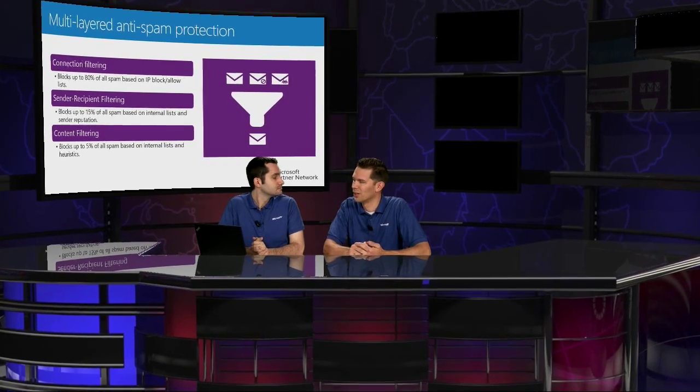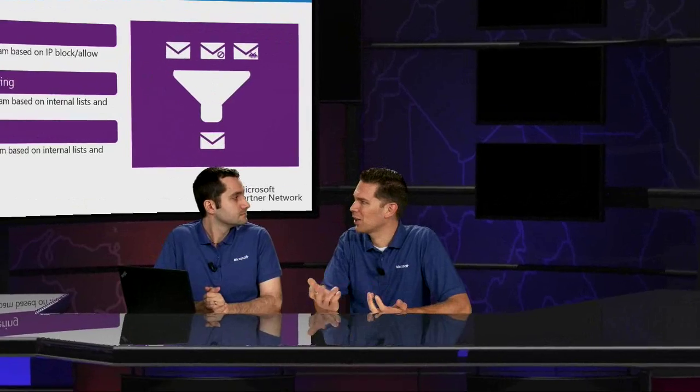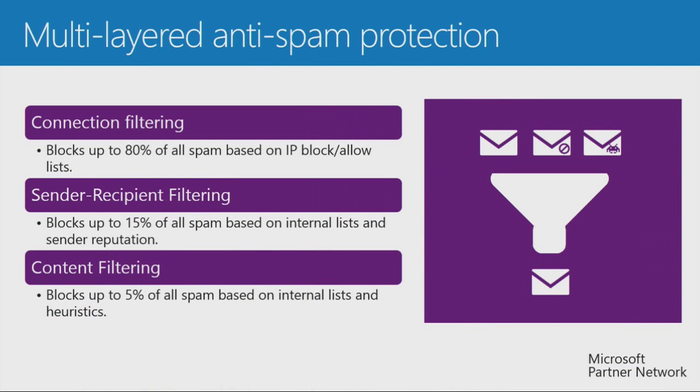One of the second filters is the sender recipient filtering, and with this we can block around 15% of the messages based on Microsoft internal lists and the sender reputation. The last 5% of spam that we block is based on the content filtering. Okay. So really looking inside the message, what the content looks like, and is this a spam message, yes or no. Okay.